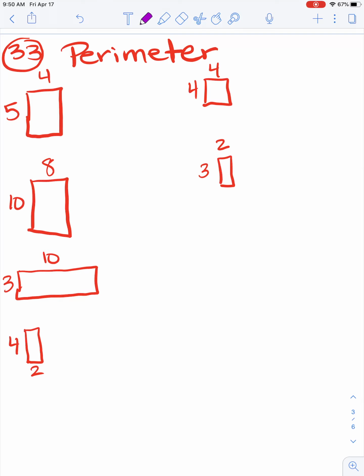Okay, let's sing our other one. Around and round. Here we go. Around and around the shape we go, shape we go, shape we go. Around and around the shape we go, perimeter. Add up all the sides you know, sides you know, sides you know. Add up all the sides you know, perimeter.